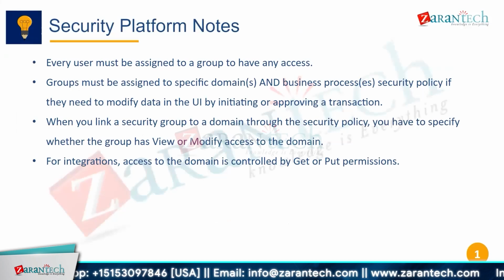Some notes: every user must be assigned to a group to have any access. Users must be assigned to specific domains and business processes in the security policy if they need to modify data in the UI by initiating or approving a transaction. When you link a security group to a domain through the security policy, you have to specify whether the group has view or modify access to the domain. For integrations, access to the domain is controlled by get or put permissions.